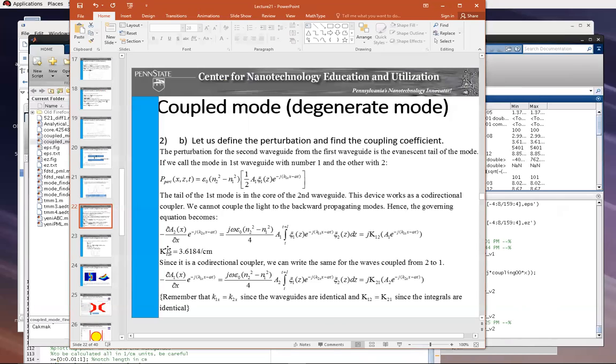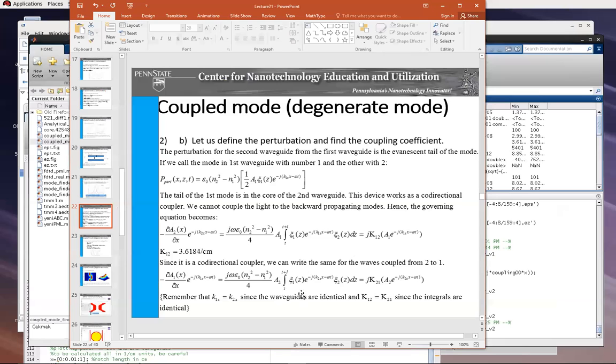No. Once the first waveguide power is depleted and transferred to the second one, the same thing will happen for the second to the first one. So the second waveguide will now be the perturbing factor. Everything is almost the same except for the fact that now we have A2 here. Okay? And epsilon 1, epsilon 2 is again the overlap of these two.